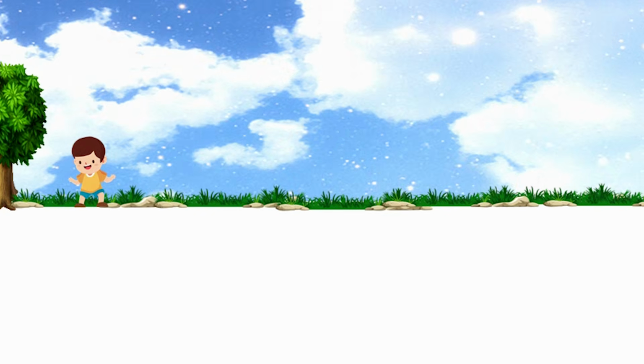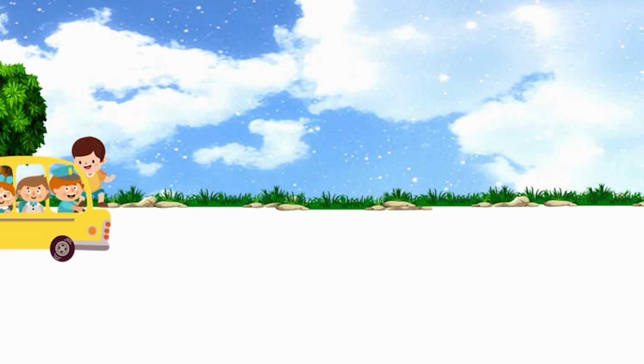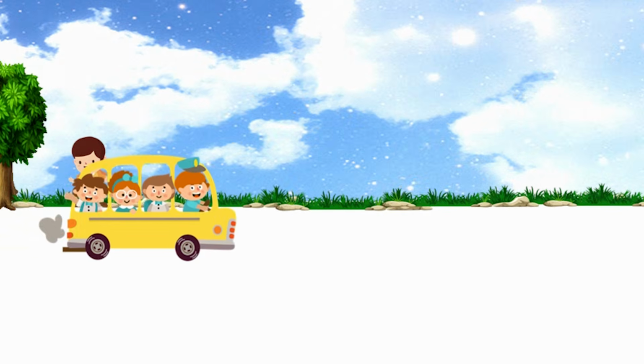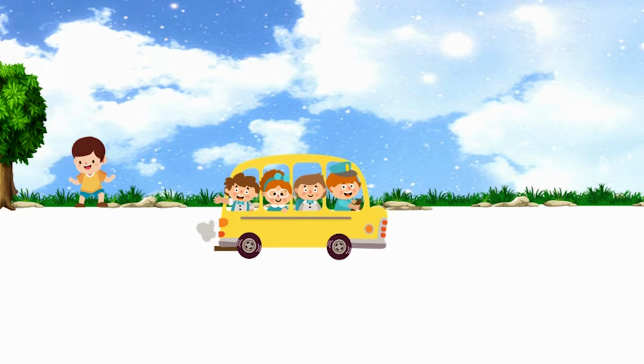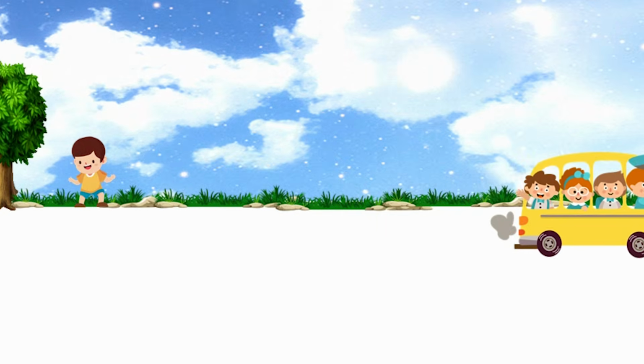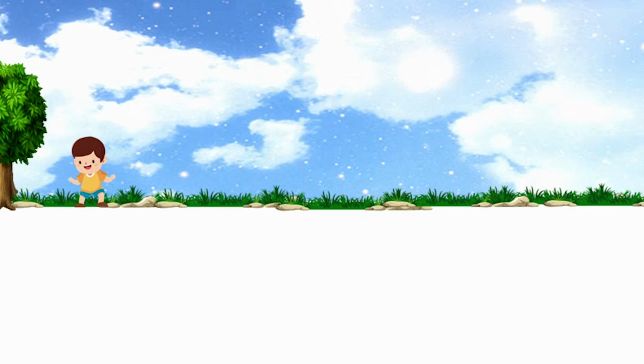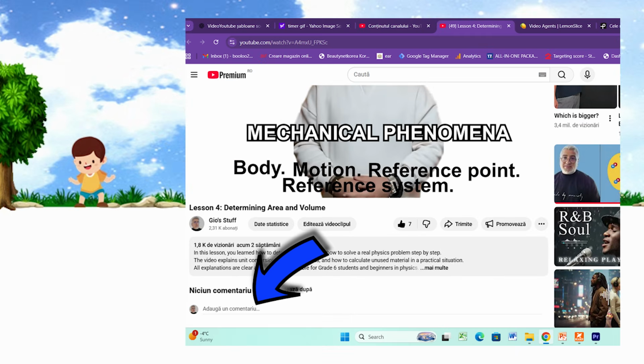Let's see what happens next. We have a bus with several children going to school. Analyze the state of motion of the bus relative to the tree and relative to the children inside it. And also analyze the motion of the children inside the bus relative to the bus and relative to the tree. Write in the comments what you discover.